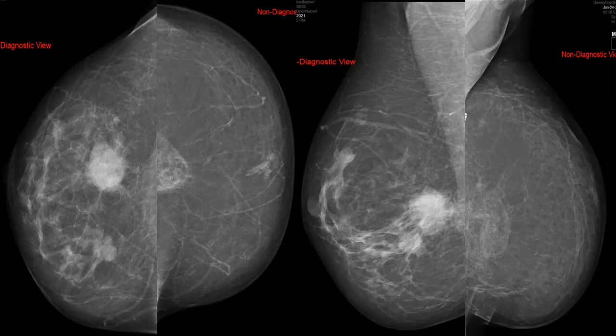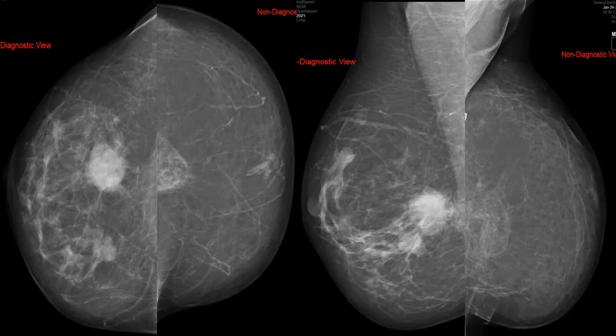Just tell me, is it multifocal disease? Is it multicentric disease? Is it unifocal disease? It could be a mass with satellites. Okay, so multifocal. Multifocal is okay. What about this area? How are you going to interpret this area? This is far away.